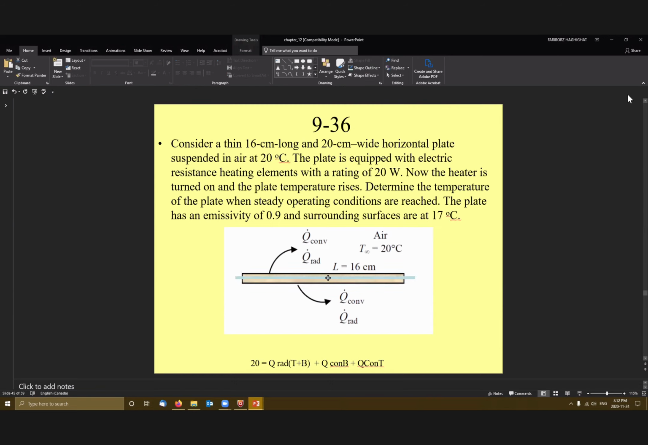Very good question, sir. Let me look at here. Okay, sir. Let's assume this is the middle of the plate, right? What is happening in the middle of the plate?